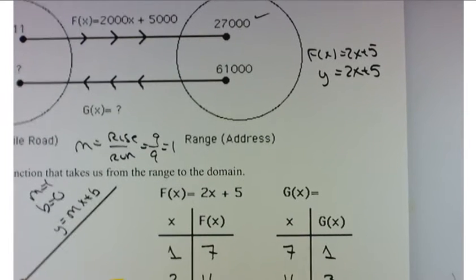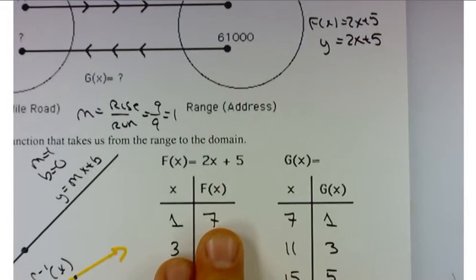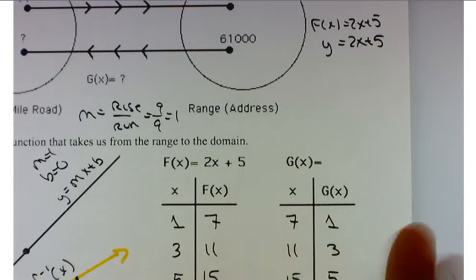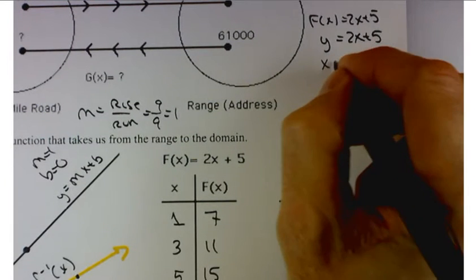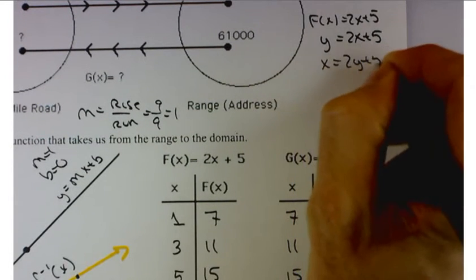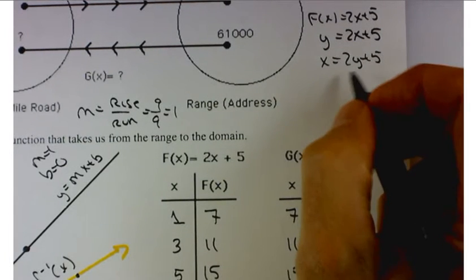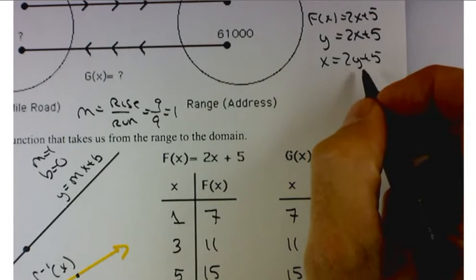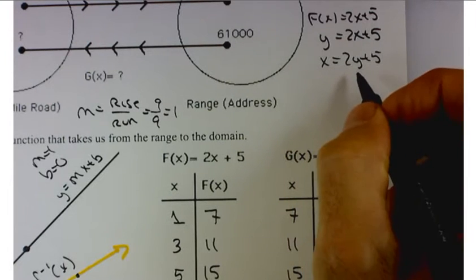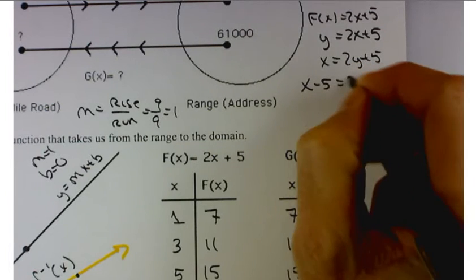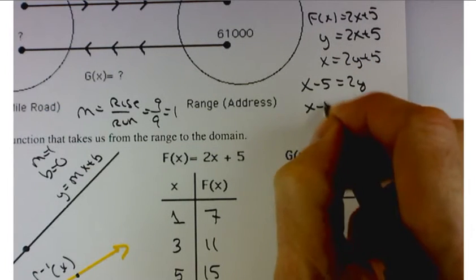The second step is really doing what we did with these tables. And with these tables, we interchanged x and y, right? We just swapped their places. So I'm going to do that here. X equals 2y plus 5. And then what? Well, then we need to solve for y. What steps do I need to do to get y by itself? Subtract 5, divide by 2.